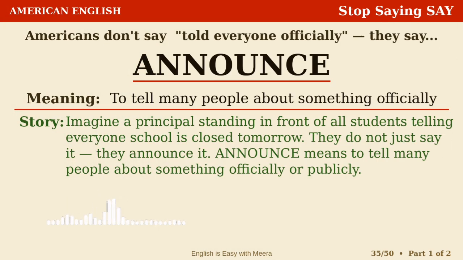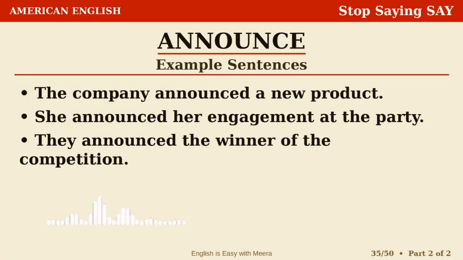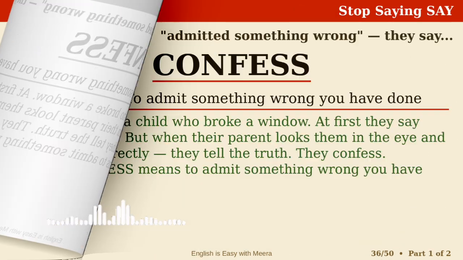35. Announce. Americans don't say, told everyone officially. They say, announce. Meaning, to tell many people about something officially or publicly. Story. Imagine a principal standing in front of all students telling everyone school is closed tomorrow. They do not just say it, they announce it. Example. The company announced a new product. She announced her engagement at the party. They announced the winner of the competition.